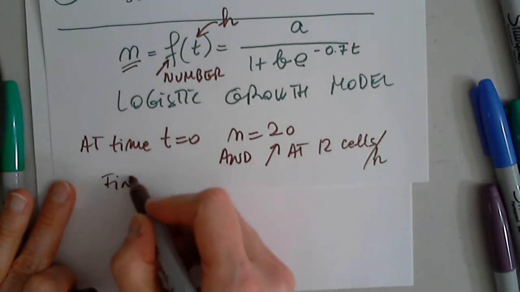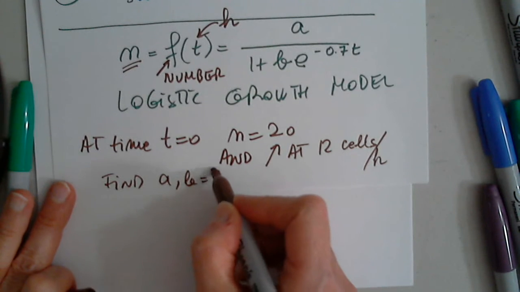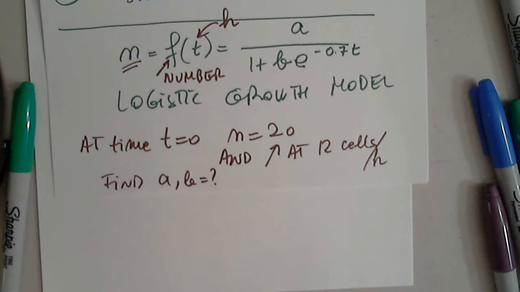Find A and B. Okay? And it says, according to this model, what happens to the yeast population in the long run. That's after that.